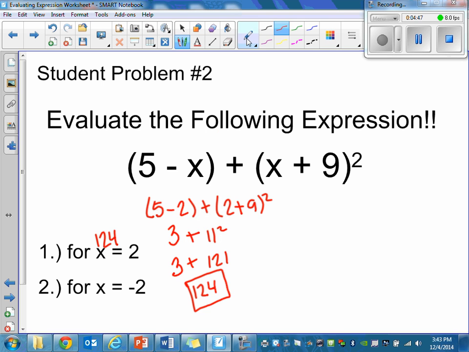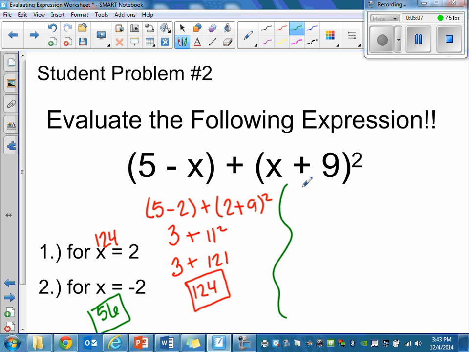Please pause to do number 2. For number 2, you should have gotten 56. If you got 56, you can fast forward. If you did not, you should keep watching. Oh wait, I said that backwards.